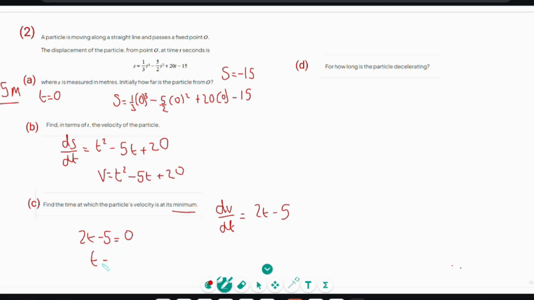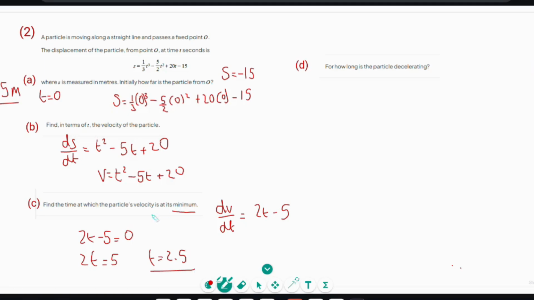Let's make t the subject. So the time at which the particle velocity is at its minimum is when t is equal to 2.5.